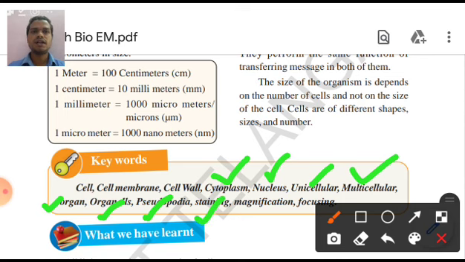Now staining. What is the meaning of staining? Giving colors to the microorganisms is called staining. Now magnification. What is the meaning of magnification? Making the small things big so that we can see easily. So that is called magnification. Okay. Now focusing. What is the meaning of focusing? Observing only a particular part is called focusing.